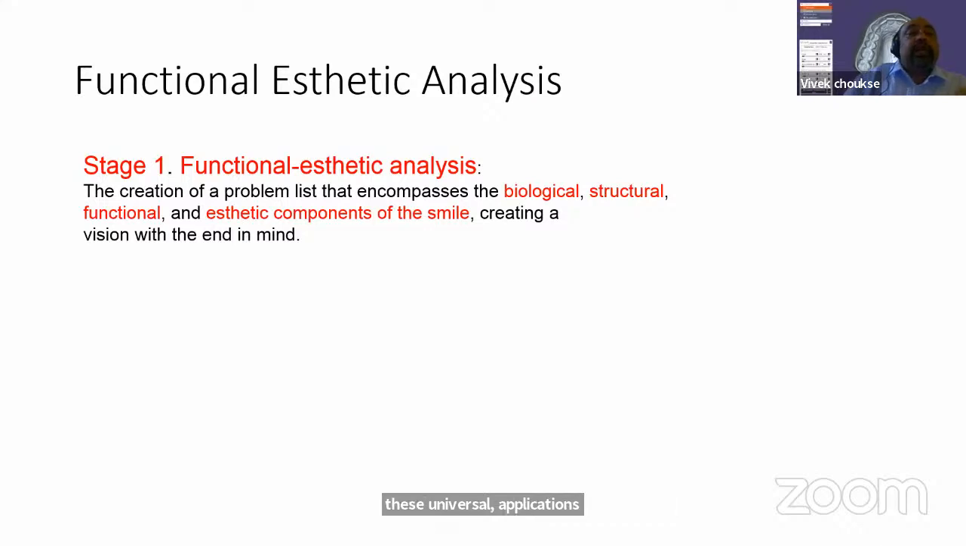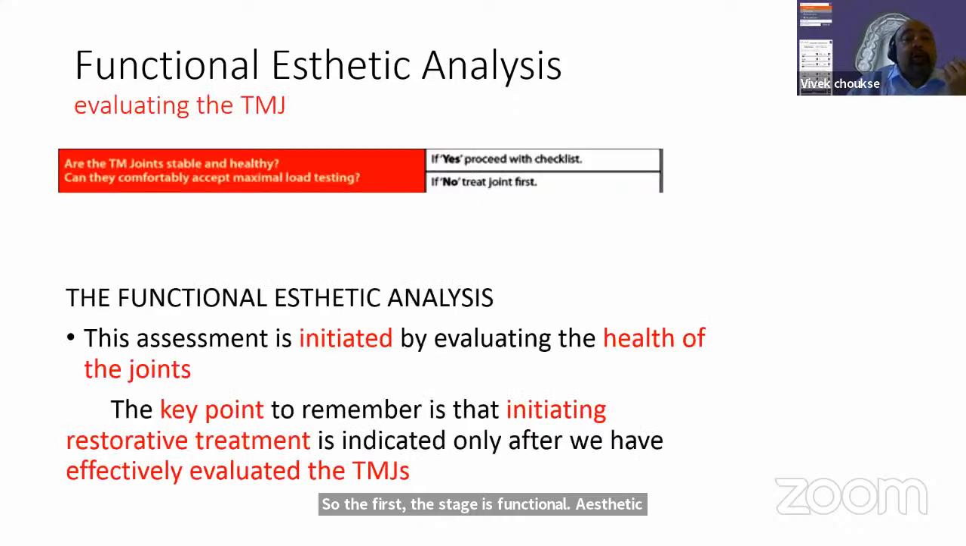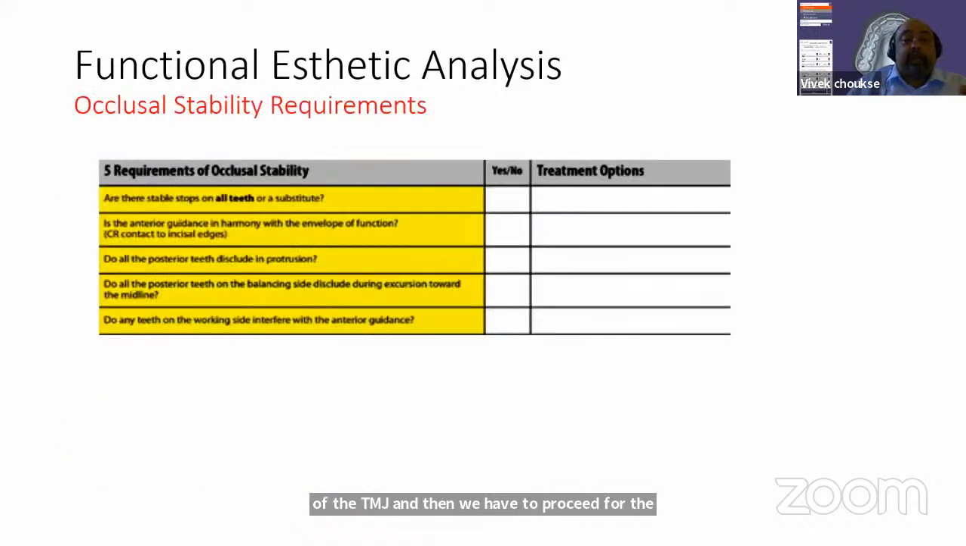So the first stage is functional aesthetic analysis. Here, it encompasses the biological, structural, functional, and aesthetic components of the smile. Basically, it is a checklist. We have to see all the things one by one before proceeding for any type of aesthetic treatment. The first thing to check is whether the TMJ is healthy or not. TMJ has to be evaluated. If the TMJ is not healthy, then first we have to treat the TMJ, and then proceed for the further aesthetic treatment.